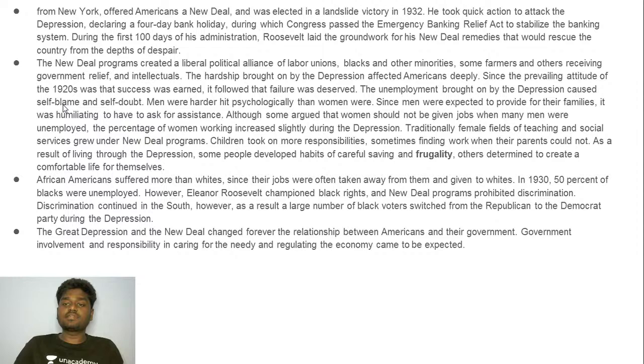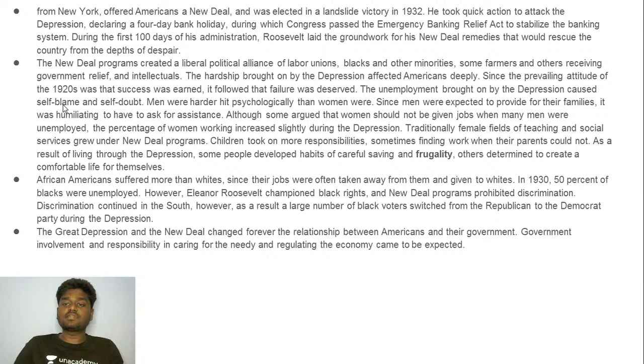African Americans suffered more than whites. Jobs were often taken away from them and given to whites. In the 1930s, 50% of blacks were unemployed. However, Roosevelt championed black rights and programs against discrimination, though discrimination continued in the South. As a result, a large number of blacks switched from the Republican to the Democratic Party. The Great Depression and the New Deal changed forever the relationship between Americans and the government. Government involvement and responsibility in caring for the needy and regulating the economy came to be expected.